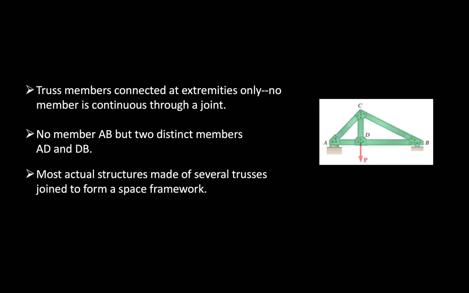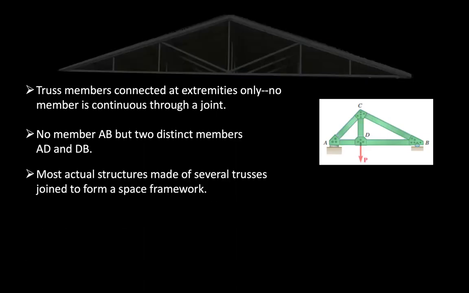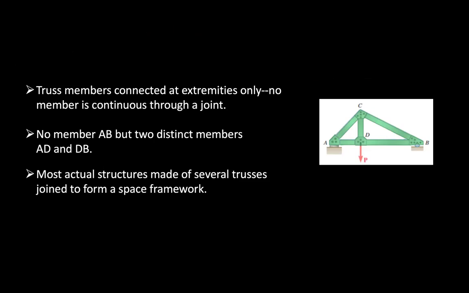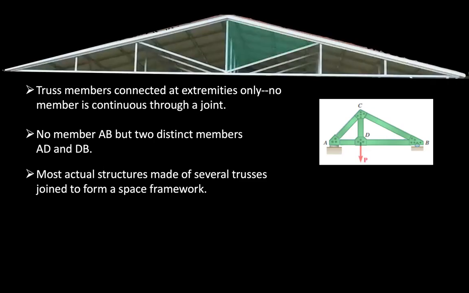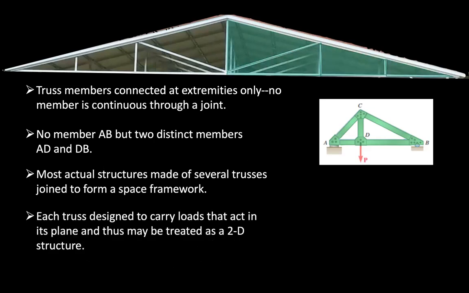Most actual structures are made of several trusses joined to form a specific framework, as you can see in this roof above. Truss 1, truss 2, truss 3, truss 4. Each truss is designed to carry loads that act in its plane and thus may be treated as a 2D structure.